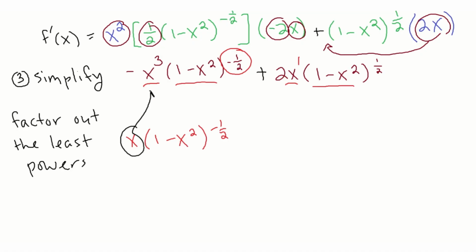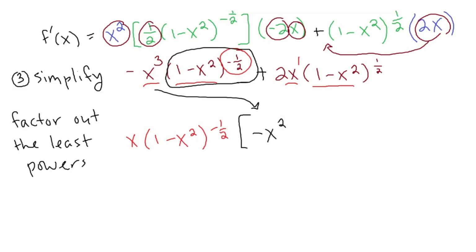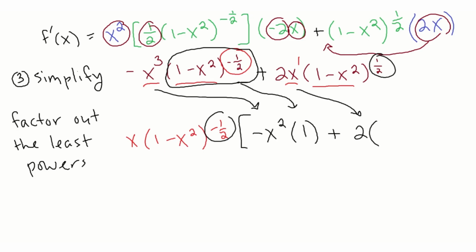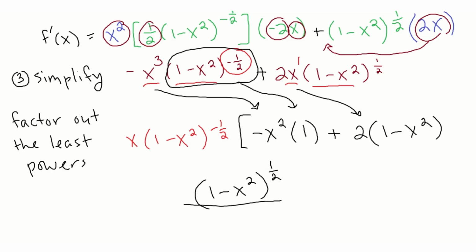Factoring out an x from a negative x cubed gives us negative x squared. And this factor is the same. And over here, factoring out an x out of 2x gives us 2. And factoring out something raised to the negative 1/2 from that something to the 1/2 is just that something. This might be easier to see if we use the properties of exponents. If we divide two numbers with the same base, we can subtract their exponents.